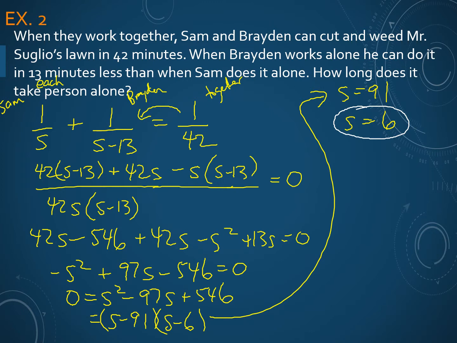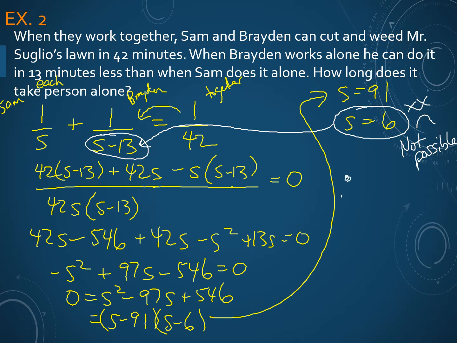If we look at that 6, and if we go back and check our equation, if I put 6 in there, 6 minus 13 is negative 7. How can Brayden do it in negative 7 minutes? Not possible. So this solution is not possible. And when you do these word problems, you're always going to have to double check to make sure those work. So what does that mean? That means 91 is our solution.